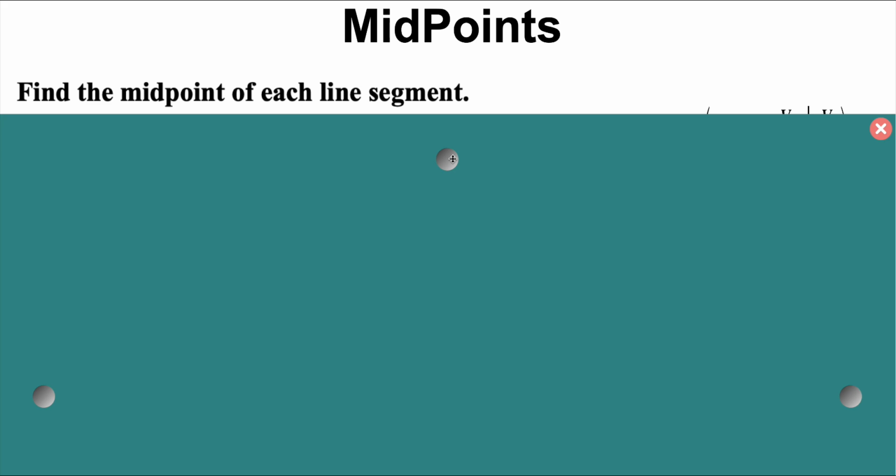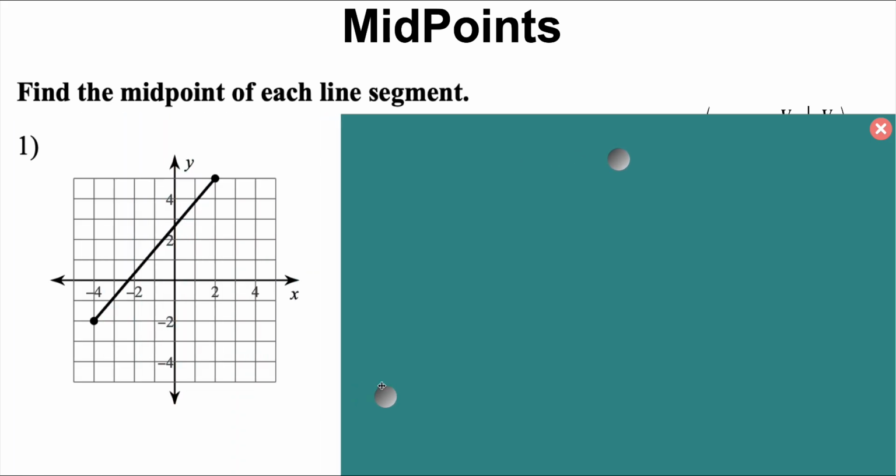We have the following example. Find the midpoint of each line segment. Okay, and the example looks like this. Okay, so what they want is to find the middle point of this line segment.